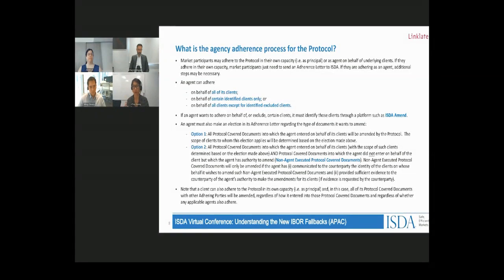So, there are three options available to agents. First option is the simplest option, where you adhere on behalf of all your clients. So you simply submit an adherence letter. You don't carve anyone in. You don't put additional people out. You just simply submit your adherence letter, and then you will have adhered on behalf of all your clients.